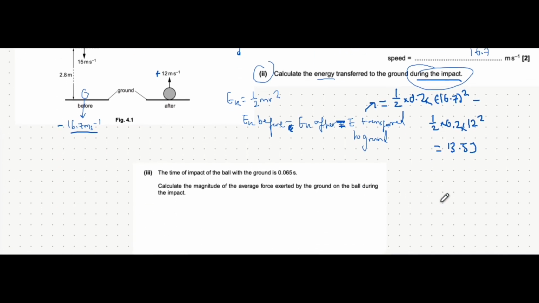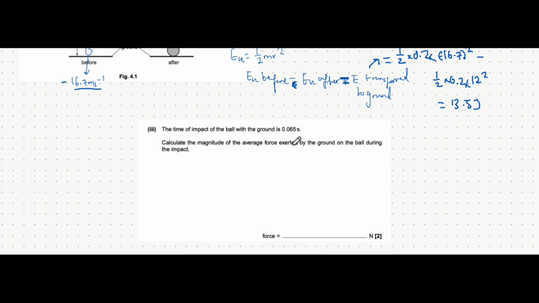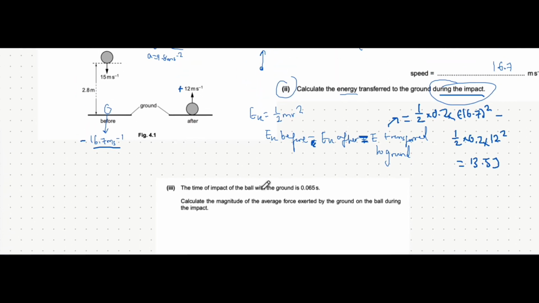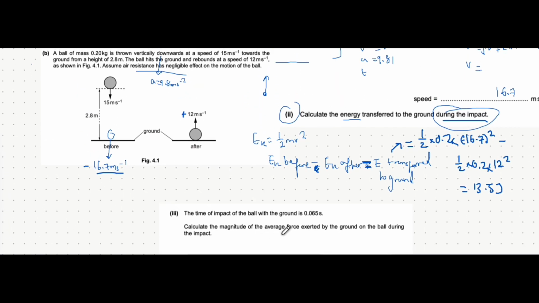Let's now move on to this last part of the question, which, well, let's have a little think about what to use. It's asked you to find the magnitude of the average force exerted during the impact. Again, we're focusing on the impact, and it's also giving you time. Now, with A-level physics, it won't give you a variable for no reason. There has to be some use of time. So how does force relate to time? Well, something might come to mind: impulse, right?